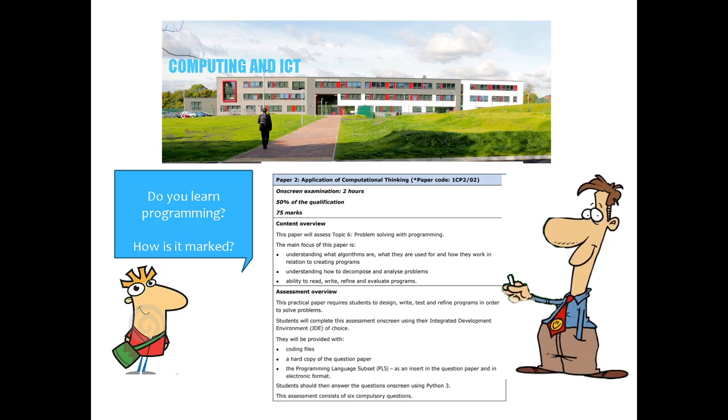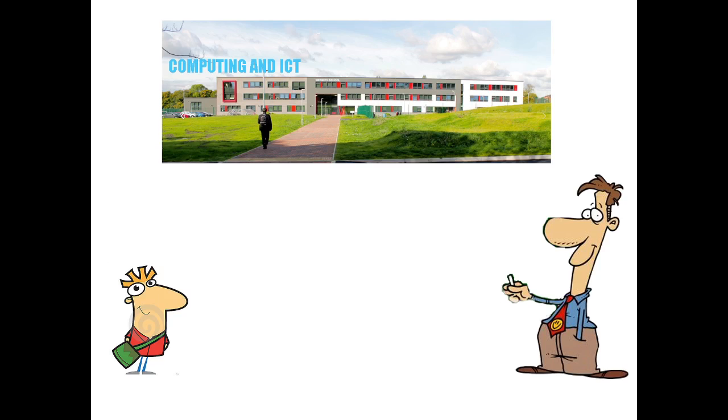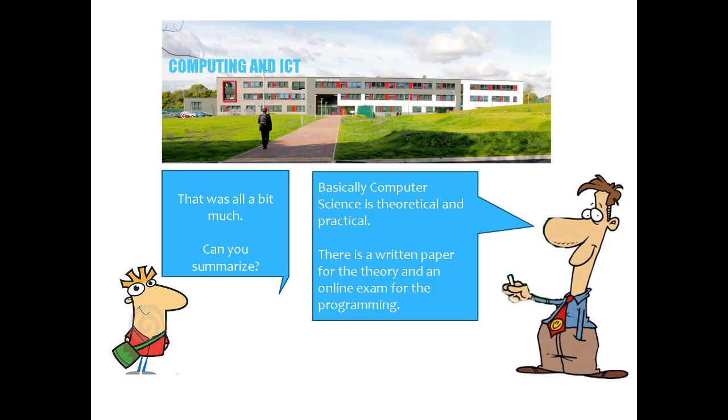Now, I'm very pleased that this is on the course, because in the past you've had to write a computer program from scratch, and that's not realistic for the workplace. Most people, when they finish the qualifications, will be fixing existing code rather than writing code from scratch. Now, I'm aware that what I've said is a bit wordy for computer science, and I can summarise it very easily. Computer science is both theoretical and practical. There is a written paper for the theory, which makes up 50%, and an online exam for the programming, which makes another 50%.